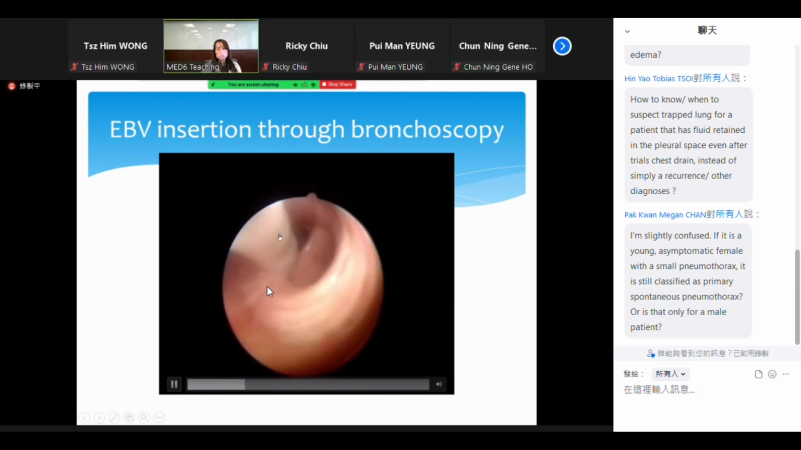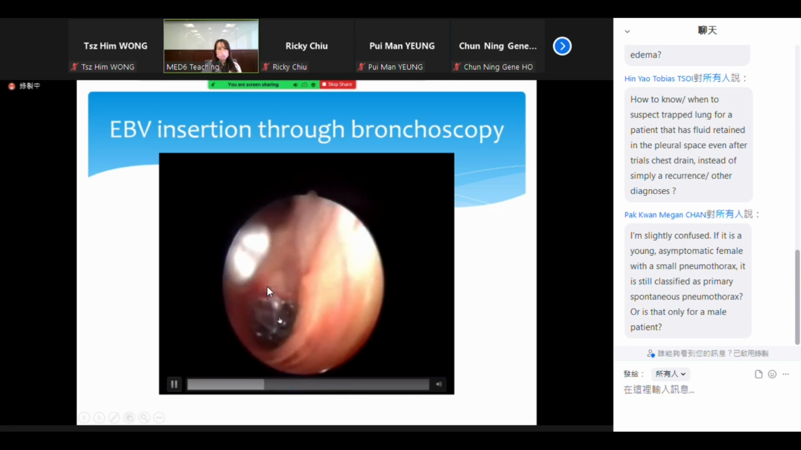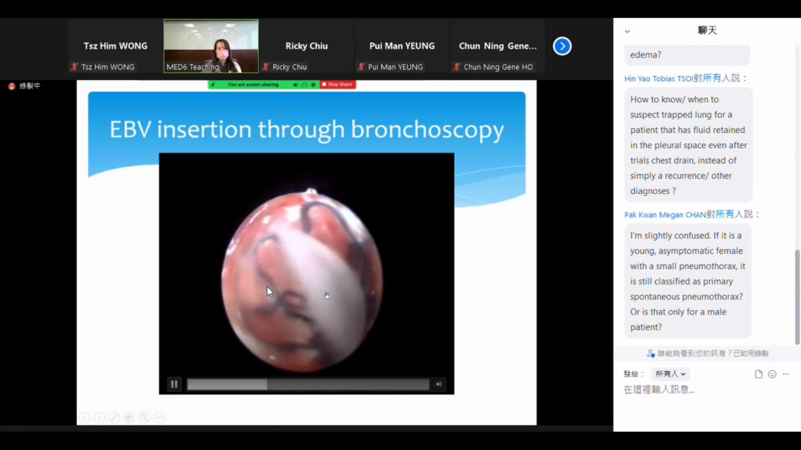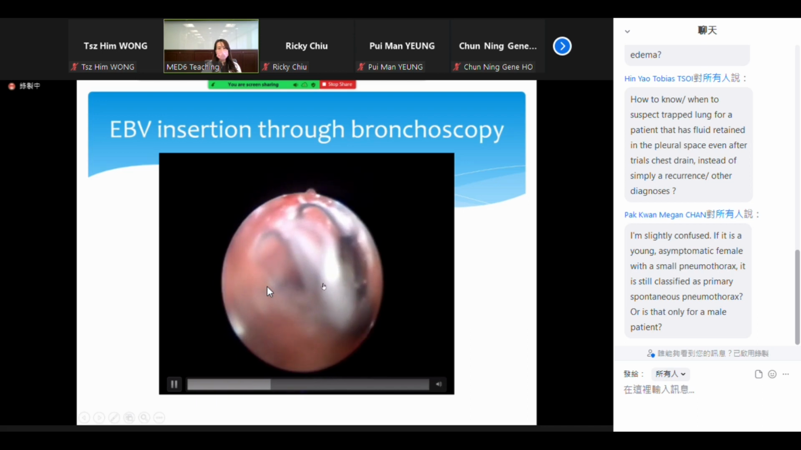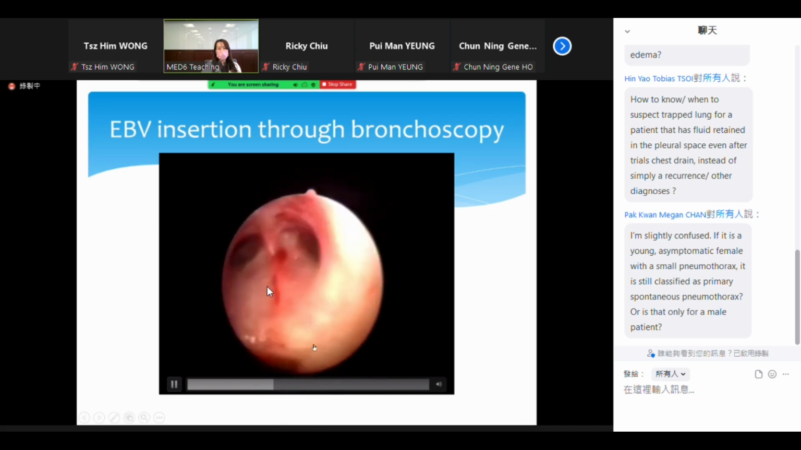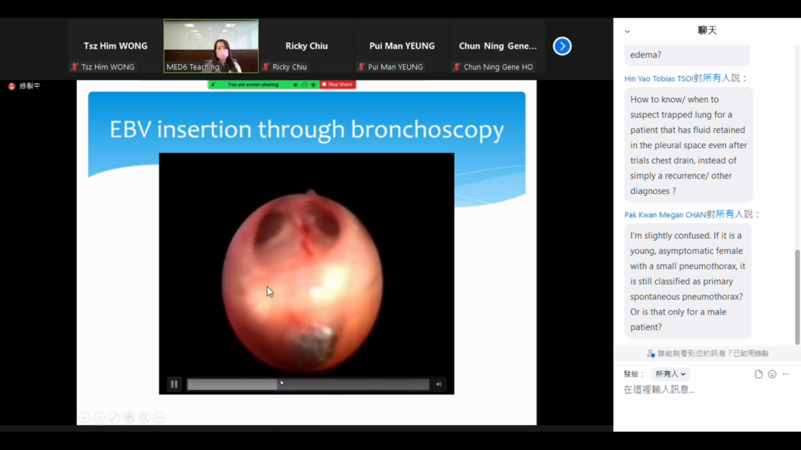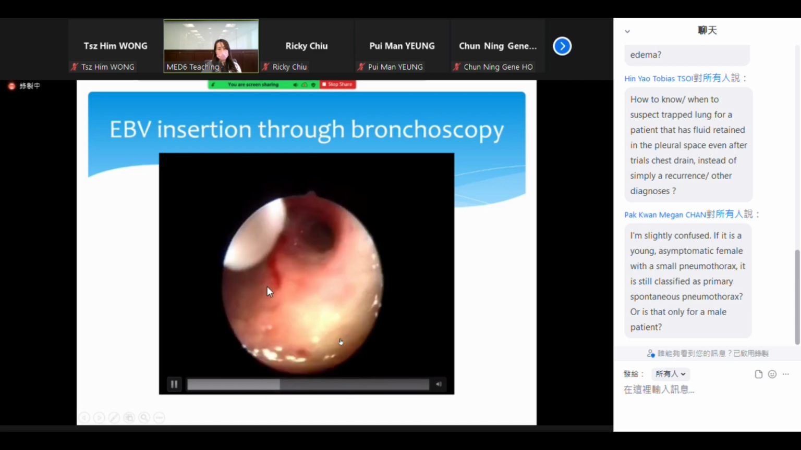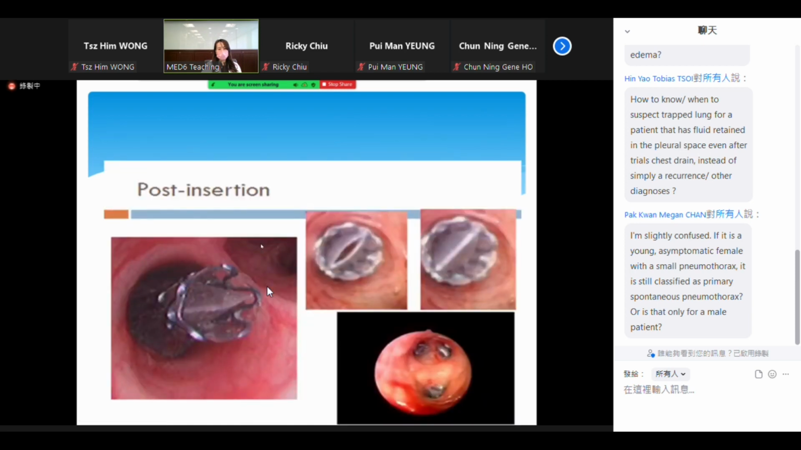So this is the delivery catheter. And then this is the target, and then we will put this bronchial valve like opening an umbrella and obstruct this segment. So this is a one-way valve. The air can be out, but no air in. So the lung in this part will be collapsed and the air leak stops. So this is how the EBV looks like.